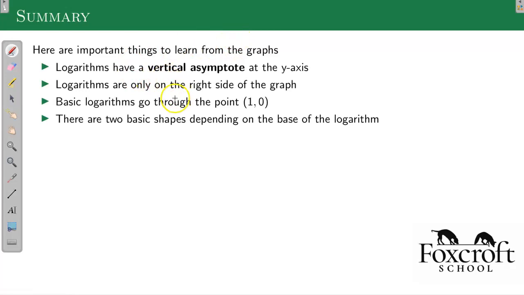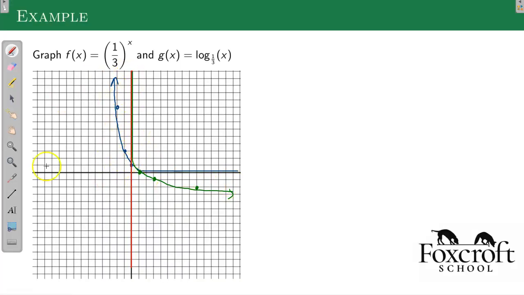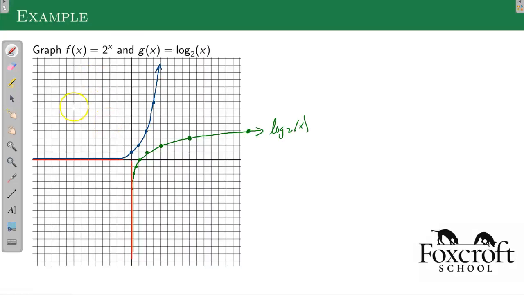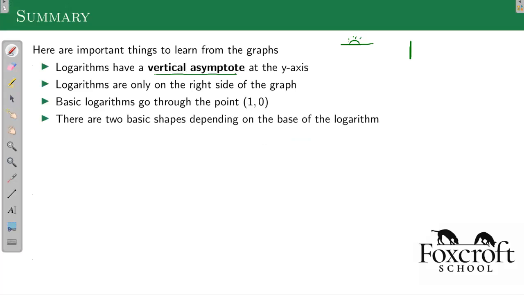All right, so quick summary, logarithms have what's known as a vertical asymptote. So horizontal, like the horizon where the sun sits, that's a horizontal asymptote, it's flat. Vertical, going straight up and down, it's a vertical asymptote at the y-axis. All right, logarithms are only on the right side of the graph. So you notice in both of these examples, my green graph has nothing over here. And this will be important when we talk about its domain, but right now you can see it's only on the right-hand side of the graph, just like exponentials are only on the top half of the graph.